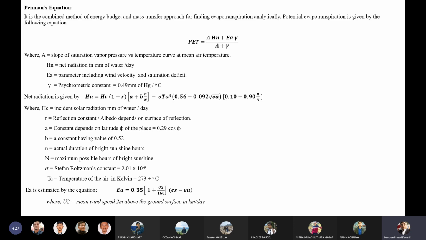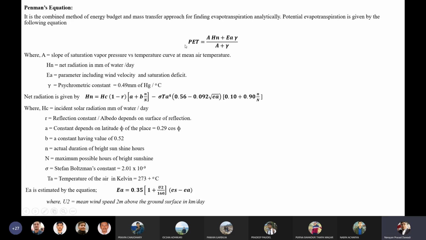Okay, this is the Penman's equation. You may be asked to calculate the potential evapotranspiration, the consumptive use, or the actual evapotranspiration. Then you should use this equation: A Hn plus EA into gamma divided by A plus gamma. That is the same thing.